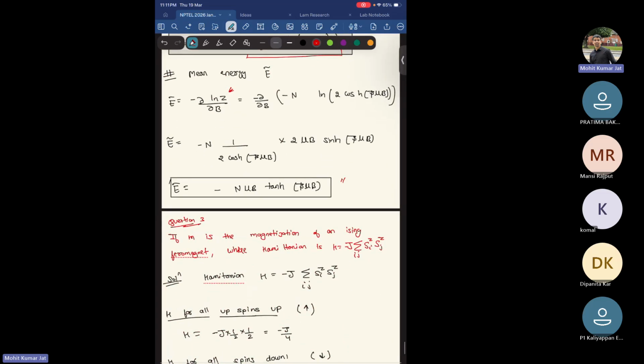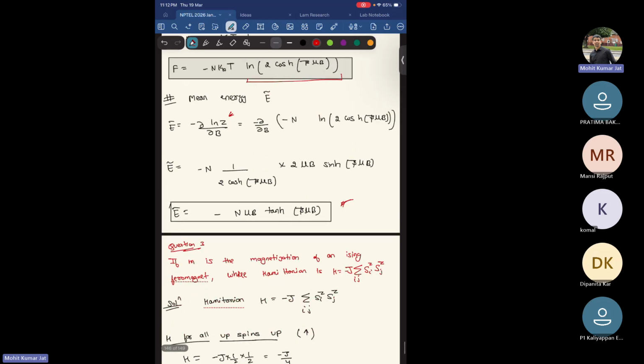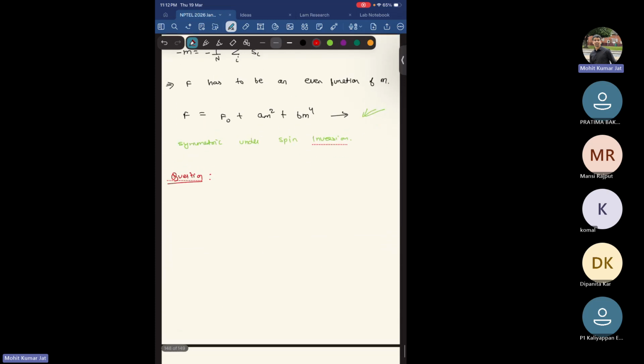Earlier I think I just wrote from the Helmholtz energy, but it's ln Z, so the answer remains the same. The kBT will not come in the numerator. I think this clears it out. This is the question which I saw in the chat box, that's why I addressed this one.